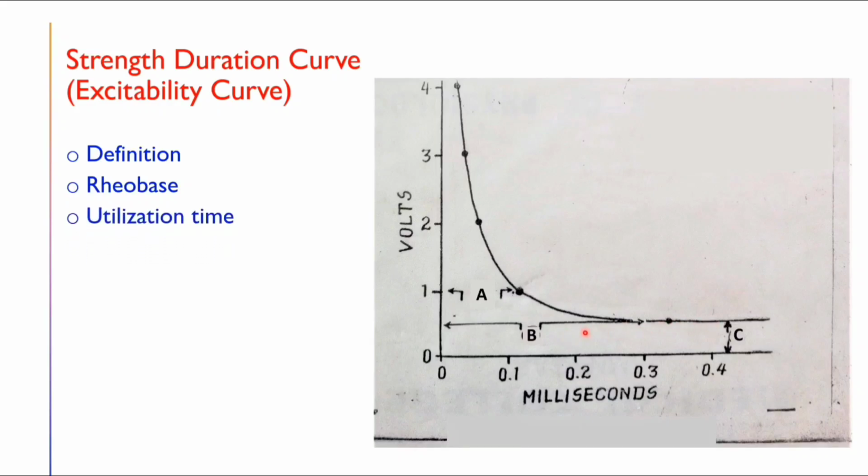Now what is utilization time? This B section is the utilization time. When we give Rheobase current, how much time does the tissue take to produce a response? In this case, it is 0.3 millisecond. So it takes 0.3 millisecond or more to produce a response when Rheobase current is applied. So this B section is the utilization time.